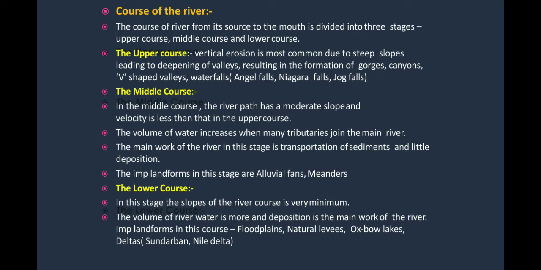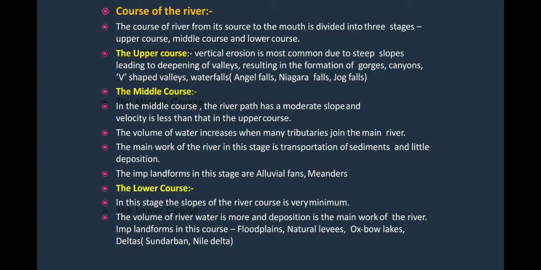Many tributaries come and join, and the main work of the river in this stage is transportation of sediments and a little deposit. So from the upper course, when it is flowing very fast, it brings along small sediments, the broken rocks. So what is its work here? Deposition. The important landforms in this stage are alluvial fans and meanders.